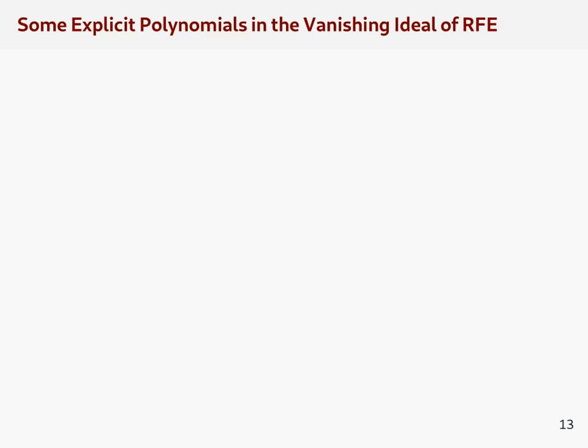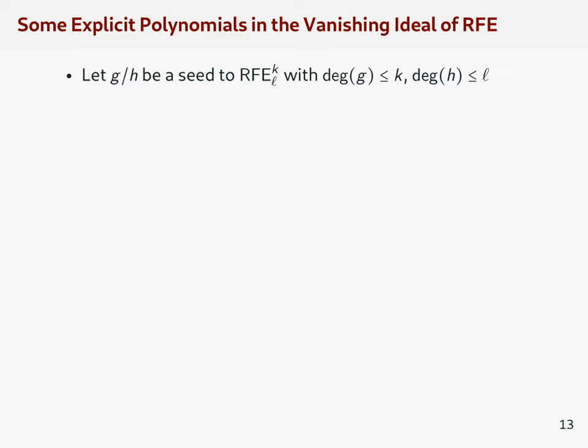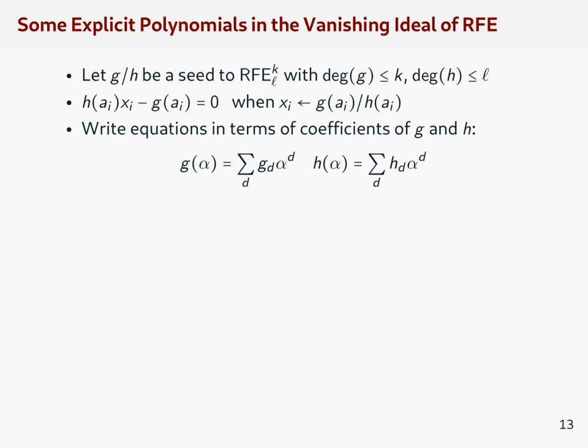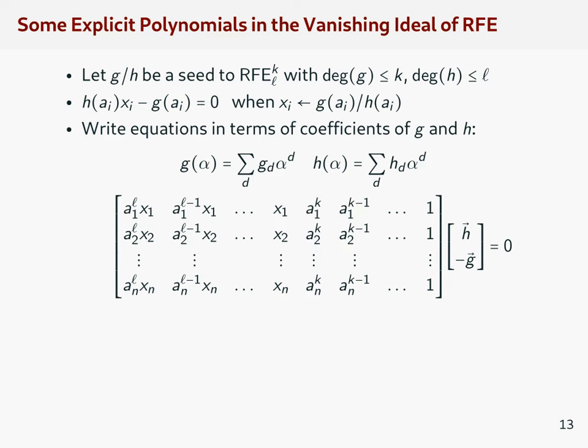So next up, we're going to talk about generators for the vanishing ideal. I'll start by constructing them and then telling you how they generate. So let's fix a seed, g over h, for RFE KL. So the degree of g is at most k, the degree of h is at most l. And we're going to write down this expression that is linear in the coefficients of h and g and expresses the substitution as an equation. So making explicit the coefficients of g and h, we can collect this equation as I varies into a system. So the system looks like this.